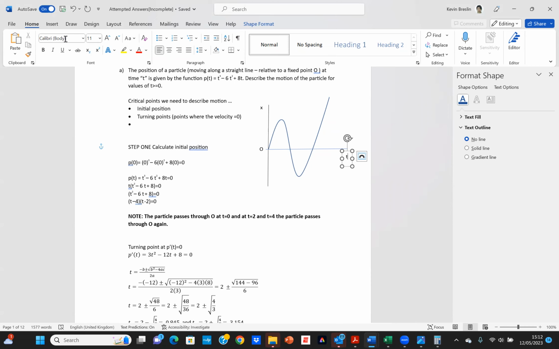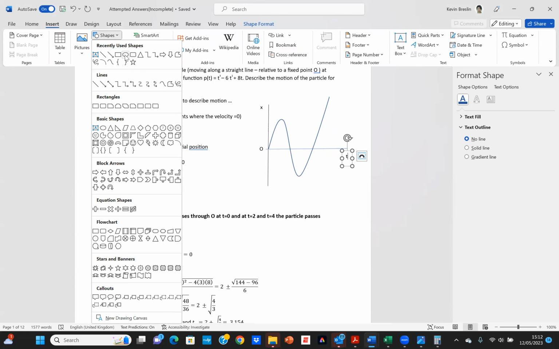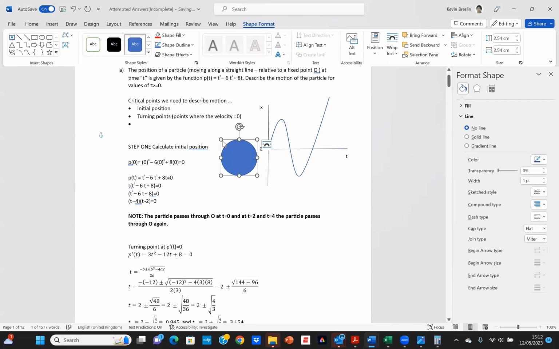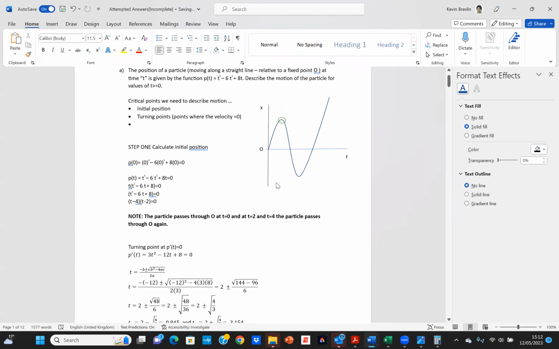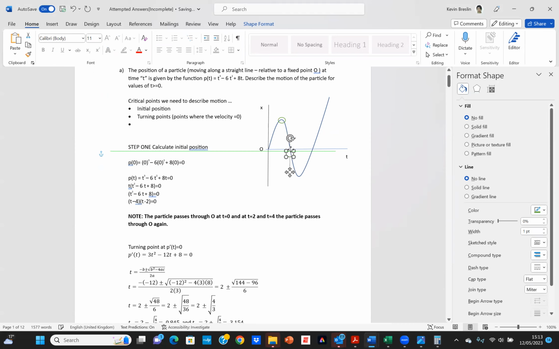And the key things we need to know here is, if I can have a little circle, we should know that point. We should know that point. We should know that point.